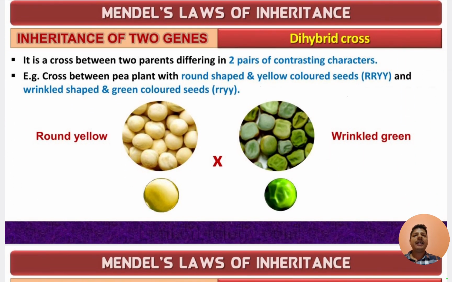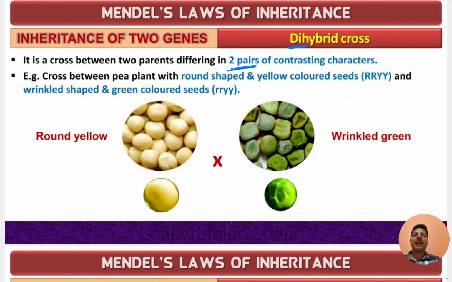Next is the dihybrid cross. We already saw the monohybrid cross. What is the phenotypic ratio, genotypic ratio? We already completed that. Here, the dihybrid cross is a cross between two parents differing in two pairs of contrasting characters. Two pairs are taken, that is why it is called a dihybrid cross. In a monohybrid cross, a single character is taken.